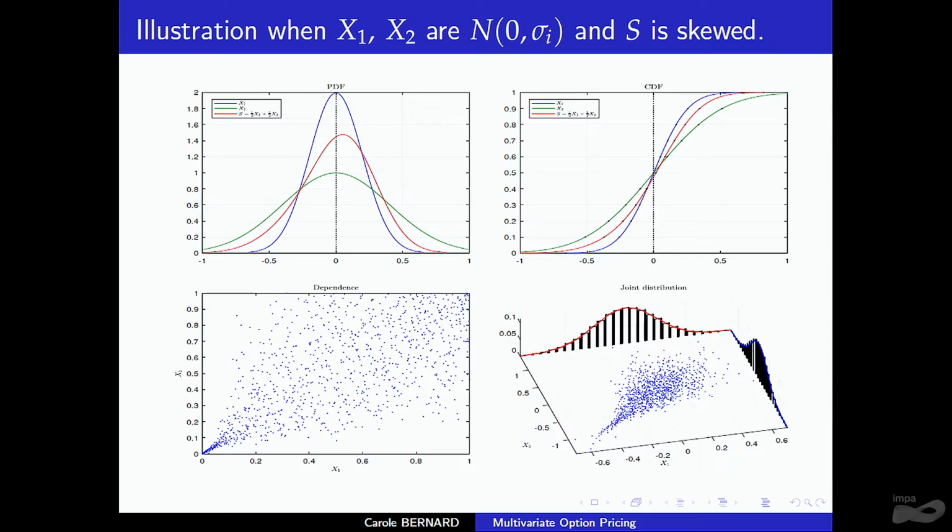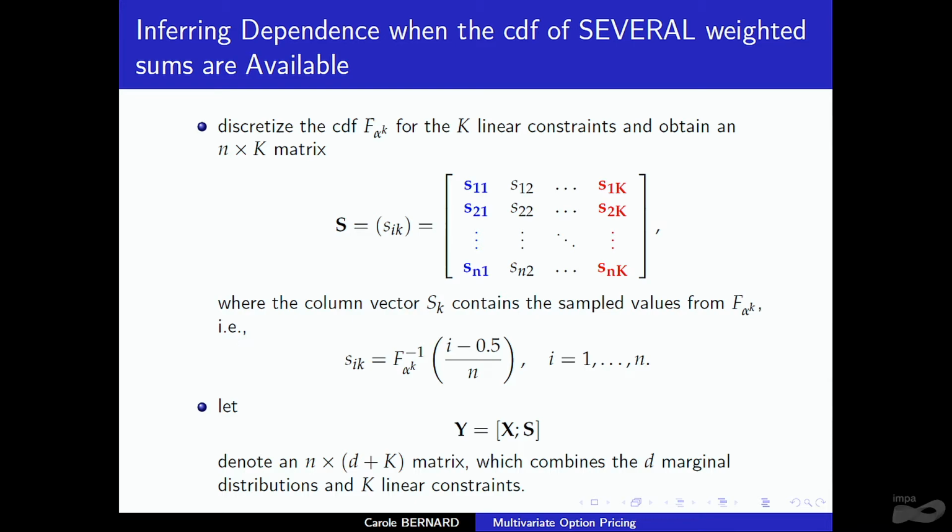And this is only when you put one constraint, which is one sum. Now, the idea is to have more than one constraint. So assume that you have now several weighted sums that are available. The idea is exactly the same, to discretize these k constraints with the same trick, and then to consider a bigger matrix in which you put the d-dimensional vector that you're interested in, and k additional columns that correspond to your k constraints.